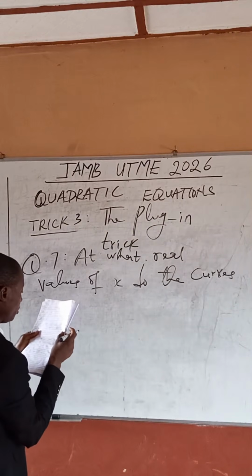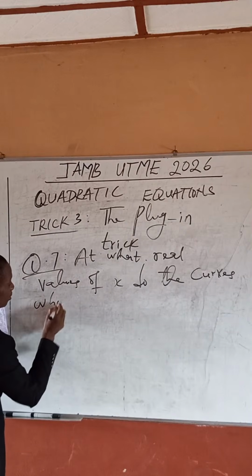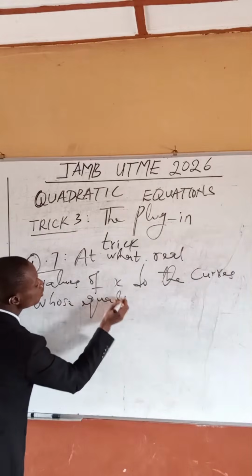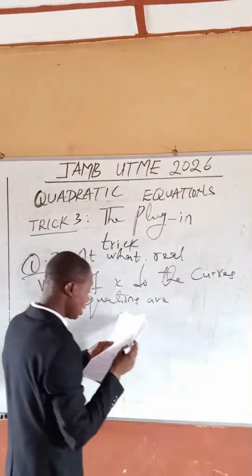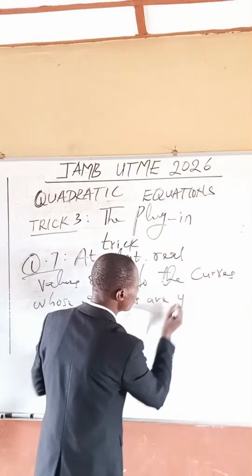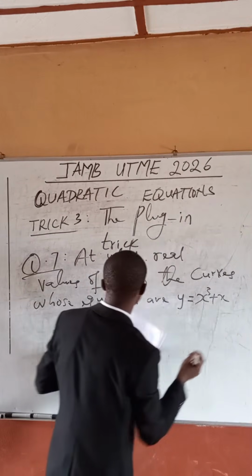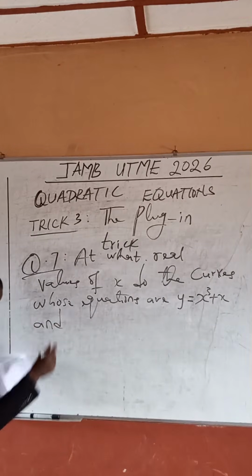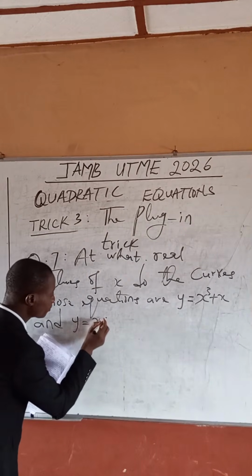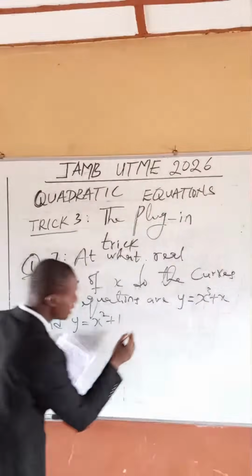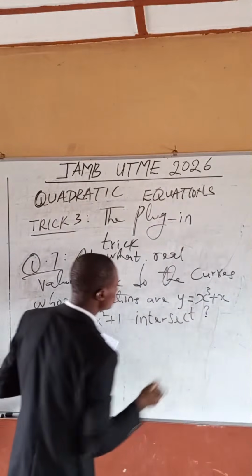What are the curves? Do the curves whose equations are... what are the equations? One is y equals x raised to power 3 plus x, and you can see sometimes it can be long, but the solutions are always very light. x squared plus 1 intersect. So this is the question.